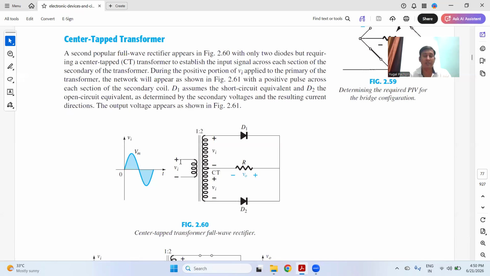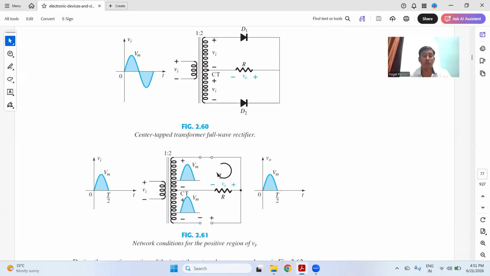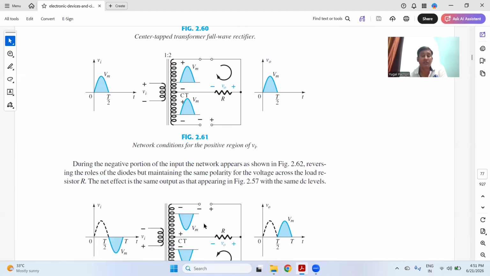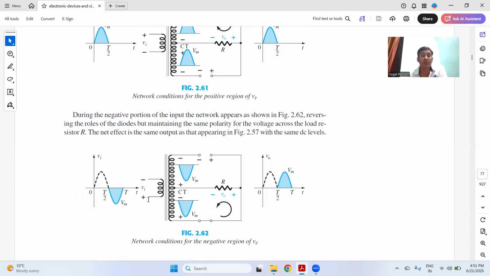So when the positive half cycle is split into two parts, D1 gets forward biased, and for the second part, D2 gets forward biased. That's why you get the output in both cycles. In the first case, if you apply the positive half cycle, D1 is forward biased and D2 is reverse biased. In the second case, you apply the negative half cycle, D1 is reverse biased and D2 is forward biased. Reverse bias means open circuit like this, and forward bias means short circuit like this.